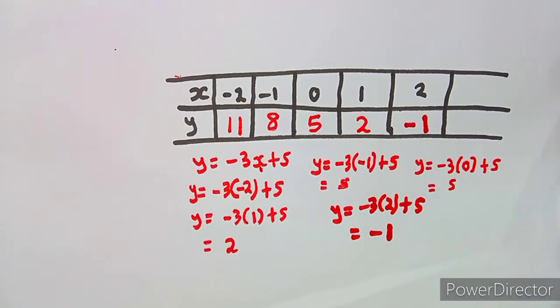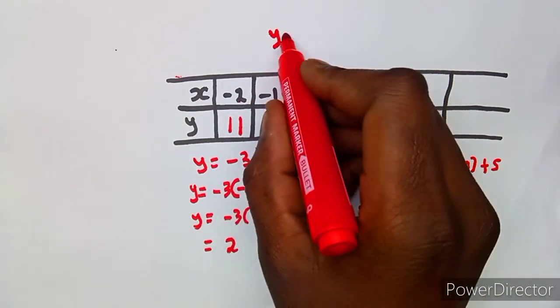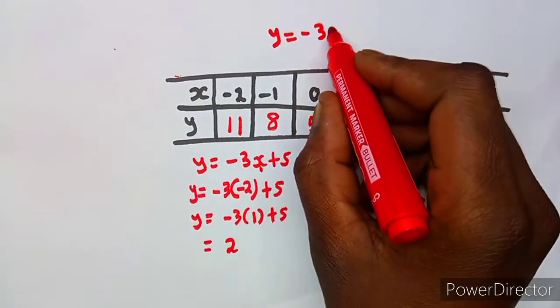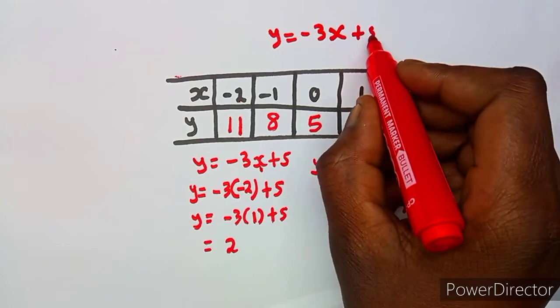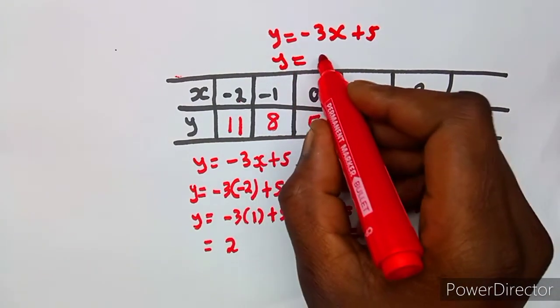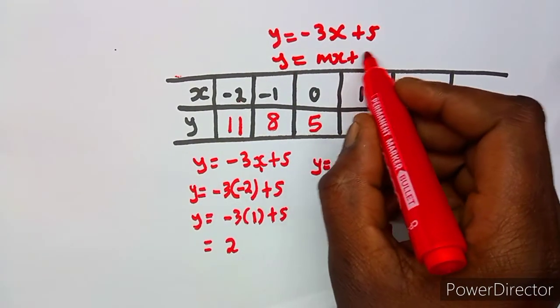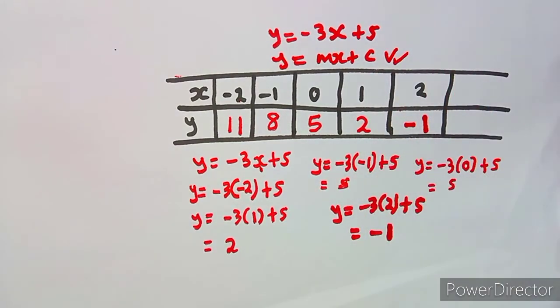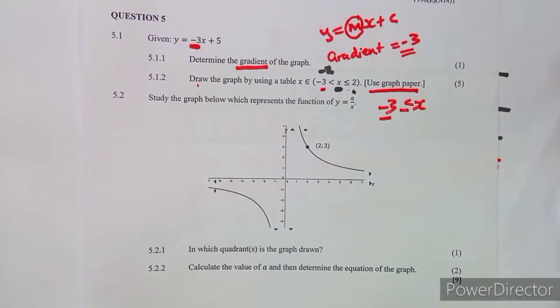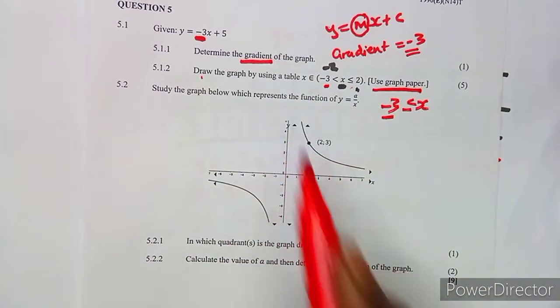So actually, if you are given an equation like the one that we had, y is equal to minus 3x plus 5, which is in the format of y is equal to mx plus c, this is what you're supposed to be very, very careful about. All right. Anyways, let us now use the graph paper to draw the graph.